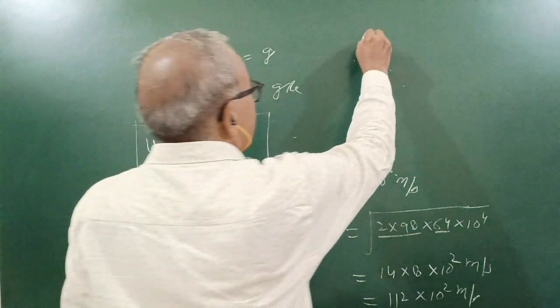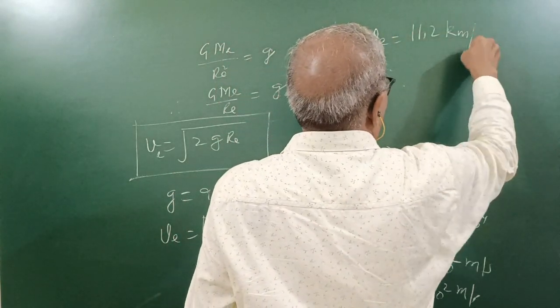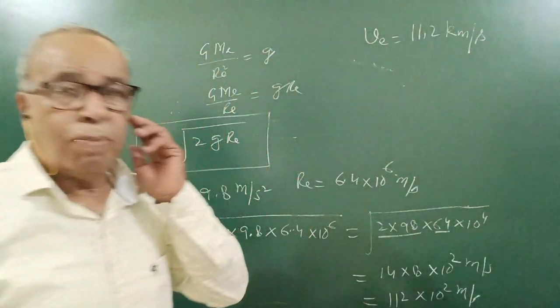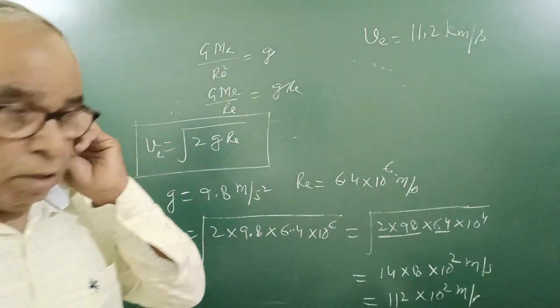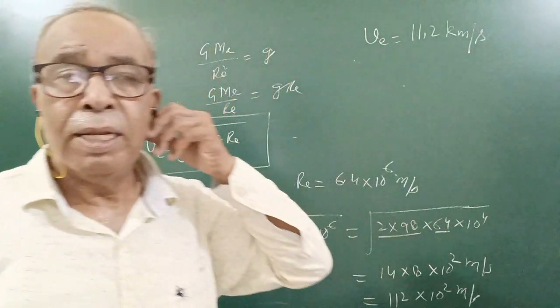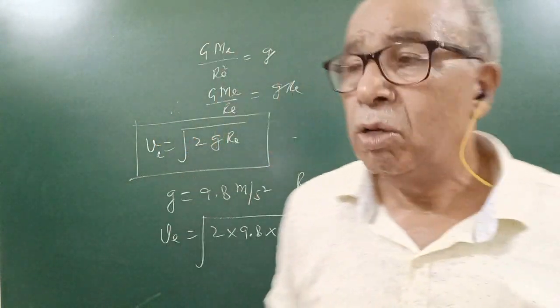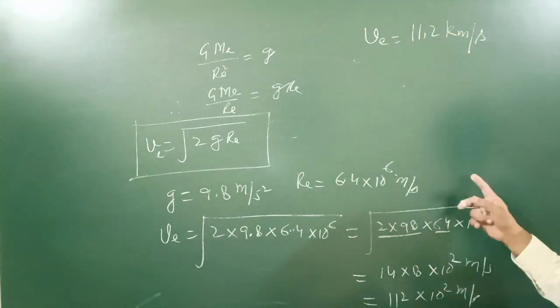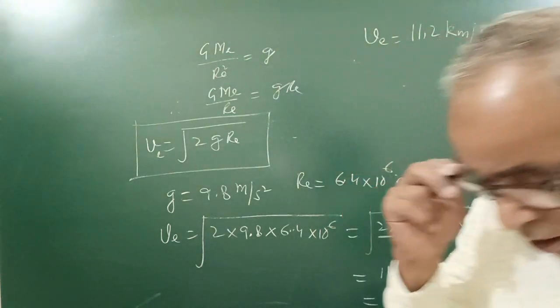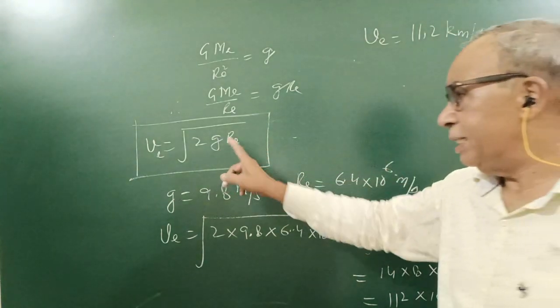Or simply you can say that V is equal to 11.2 kilometer per second. So if we throw any body, it is independent of the mass of the body. Escape velocity does not depend on the mass of the body. Whether you throw a mass of 2.5 kg or 0.5 gram, the escape velocity is the same for all bodies. It depends upon G and RE.